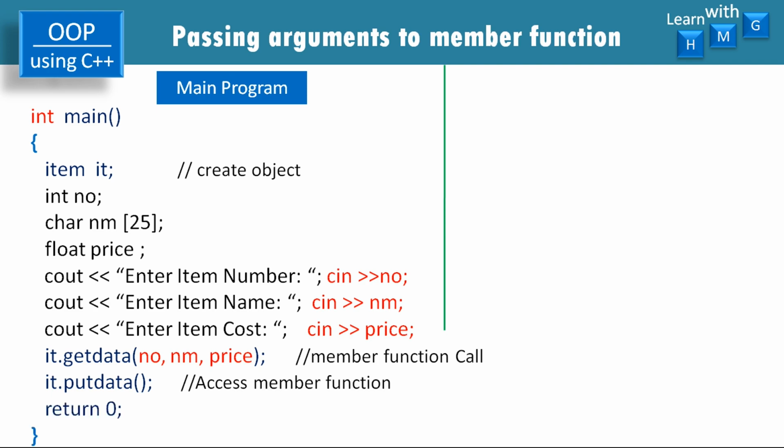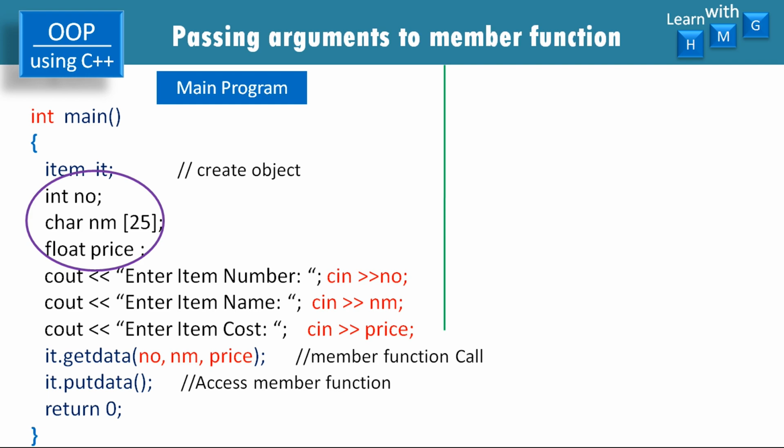The main function ends using return 0. The three arguments you have to declare here again: int no, char nm and float price, because I'm going to accept the values of these three variables in this main function, and after performing the input operation you have to pass them as actual arguments to the member function called by the object and dot operator.